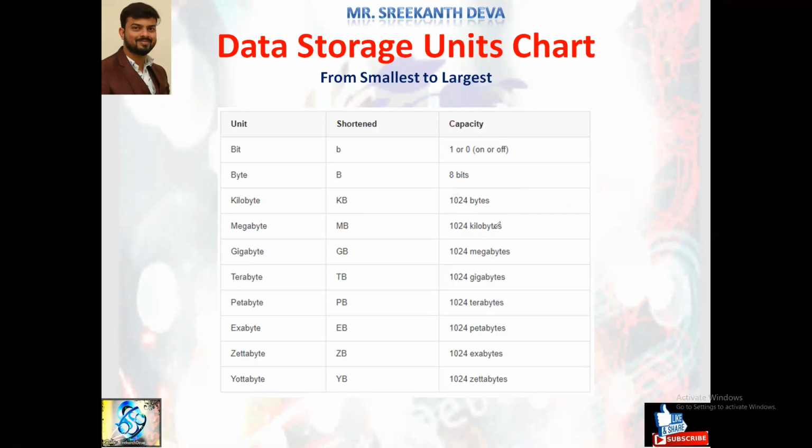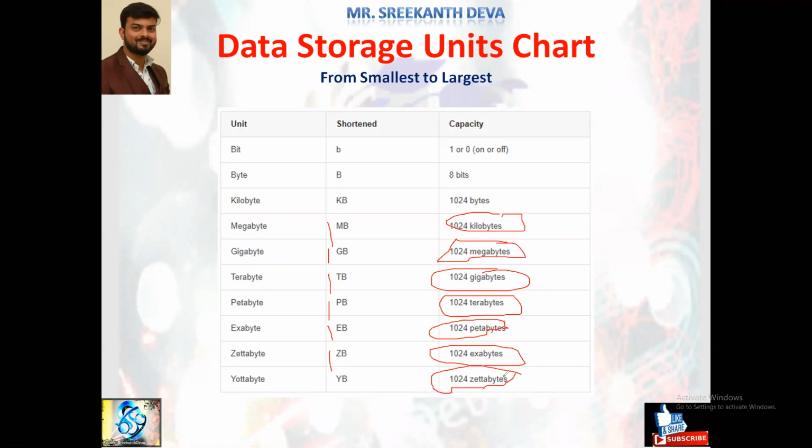Similarly, 1024 kilobytes represent 1 megabyte. 1024 megabytes represent 1 gigabyte. 1024 gigabytes represent 1 terabyte. 1024 terabytes represent 1 petabyte. 1024 petabytes represent 1 hexabyte. 1024 hexabytes represent 1 zettabyte.